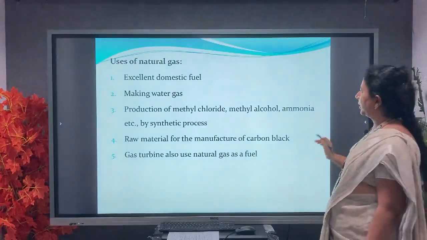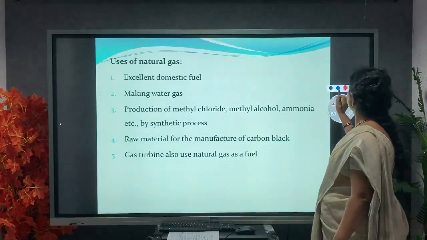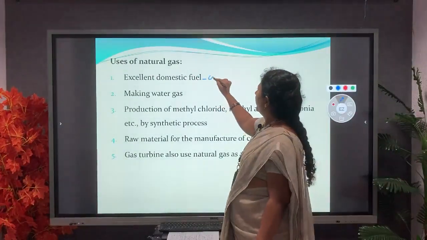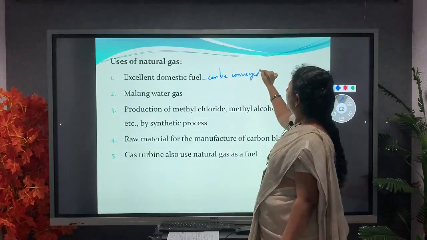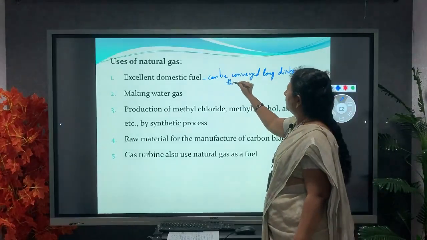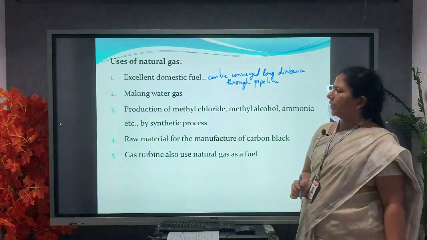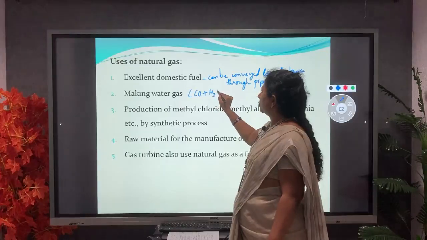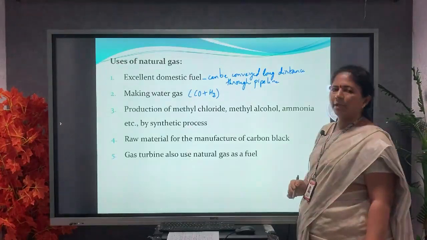Coming to the uses of natural gas. Natural gas can be used as an excellent domestic fuel and can be conveyed long distances through pipeline. Natural gas is used in making water gas. Already I told you the composition of water gas is CO plus H2. It is used in the production of methyl chloride, methyl alcohol, ammonia, etc.